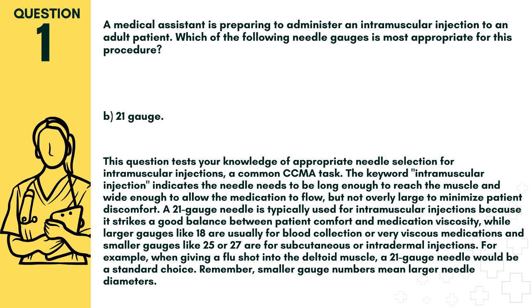A 21 gauge needle is typically used for intramuscular injections because it strikes a good balance between patient comfort and medication viscosity, while larger gauges like 18 are usually for blood collection or very viscous medications, and smaller gauges like 25 or 27 are for subcutaneous or intradermal injections. For example, when giving a flu shot into the deltoid muscle, a 21 gauge needle would be a standard choice. Remember, smaller gauge numbers mean larger needle diameters.